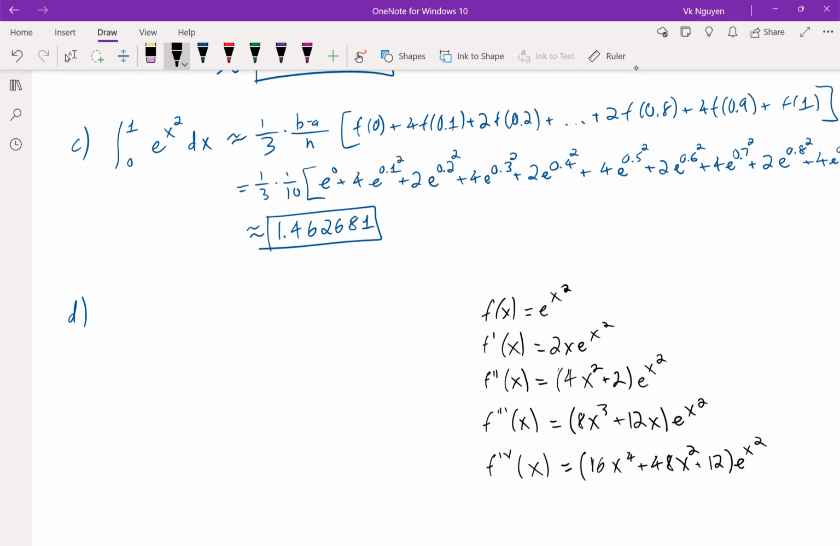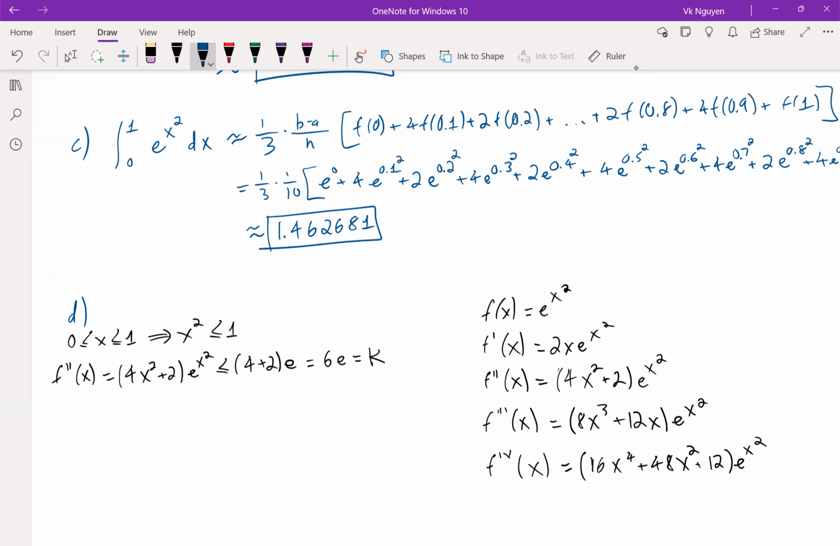We know that x is between 0 and 1, which means that x squared is less than or equal to 1. f double prime x is (4x squared + 2) e to the power x squared, so this is less than or equal to (4 + 2)e, which is 6e, and this number is k here. Now we have k, we have a, b, and n.